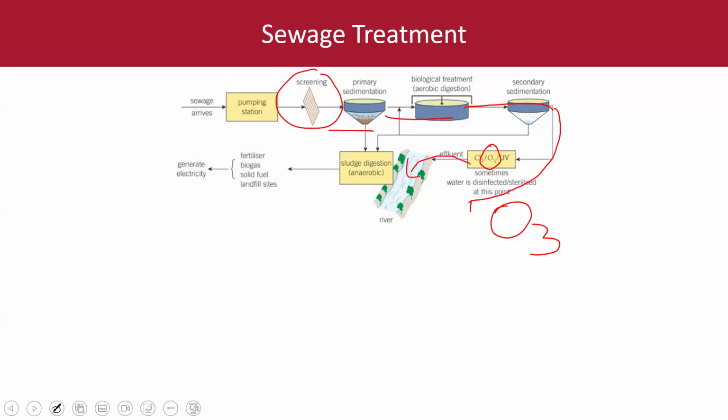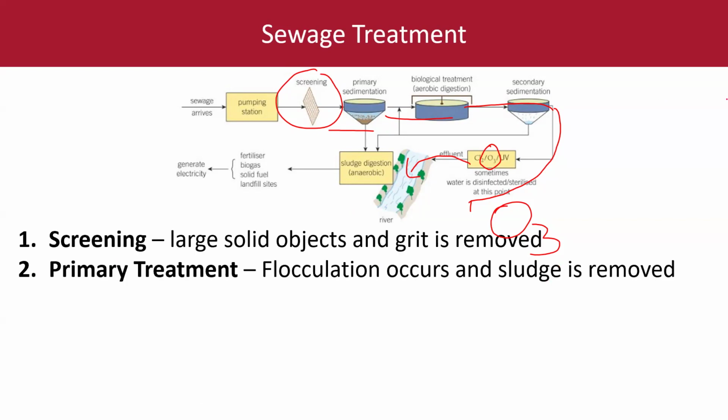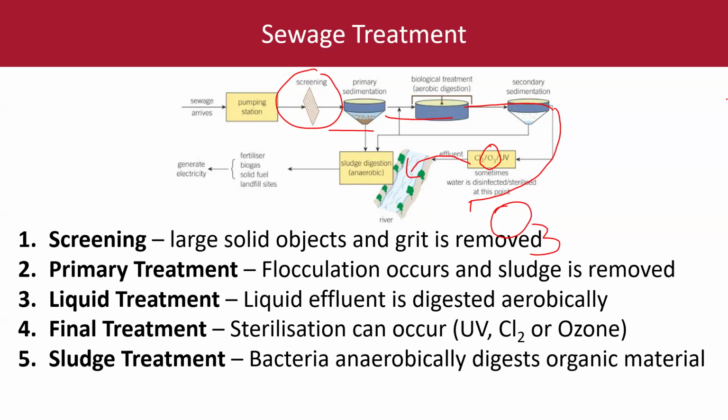Okay, and then when it goes into the river, it goes down the river, it then gets taken into another place where it gets turned into water for you to drink. Okay, that's sewage. So the system for sewage: screening, large chunks, primary treatment, get rid of the sludge, liquid, get it bacteria digested, sterilize it, UV, chlorine, or ozone, and then the sludge is often used for putting on fields as fertilizers.